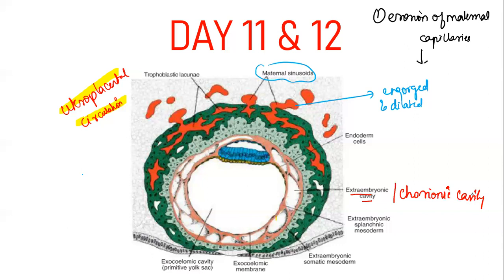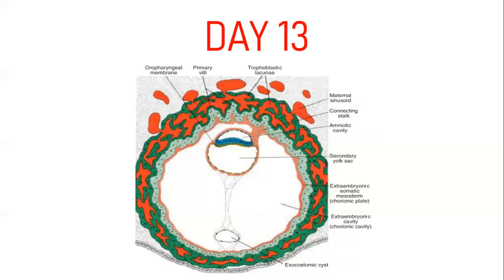So now what happens? This extraembryonic cavity or chorionic cavity is going to be present almost everywhere. This is the primitive yolk sac and this is the cytotrophoblast, and this cavity is present almost everywhere, except, can you make out, here I am not able to appreciate any cavity. Now what is this? Let me show you in this picture.